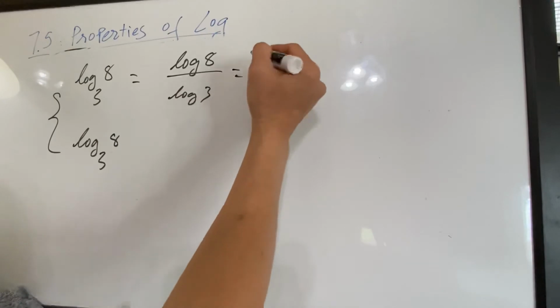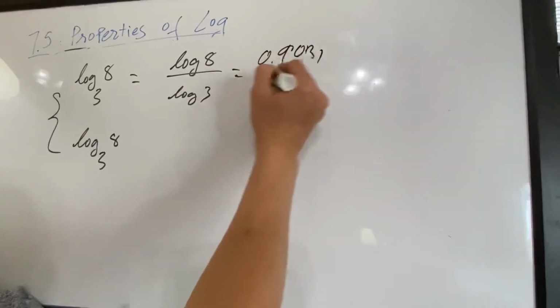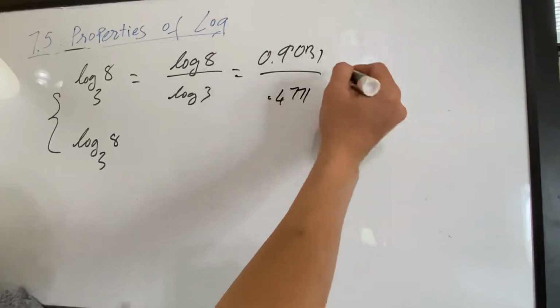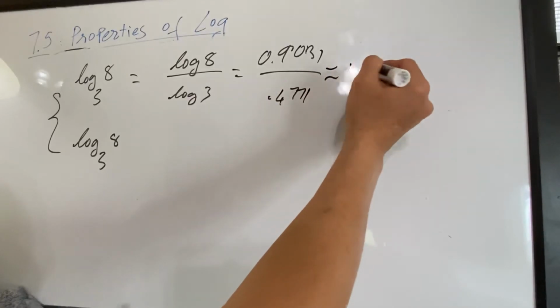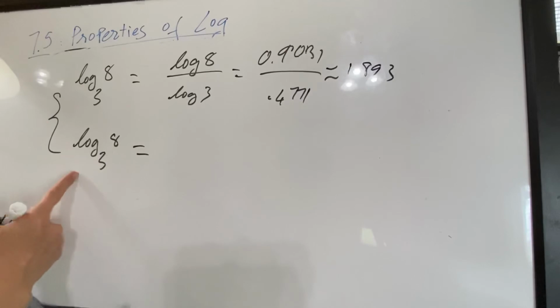Log base 10 of 8 is 0.9031. And log of 3, we got 0.4771. And that is equivalent to 1.893. This right here, using a natural log, which is the base e.